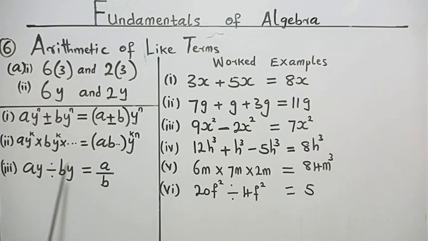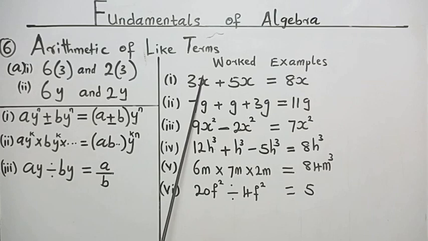Which of these laws does this number operation conform to? It conforms to this first one. Our a is this 3. Our x is this y. Our power is this n. And the power for this x is 1. So our n is 1.